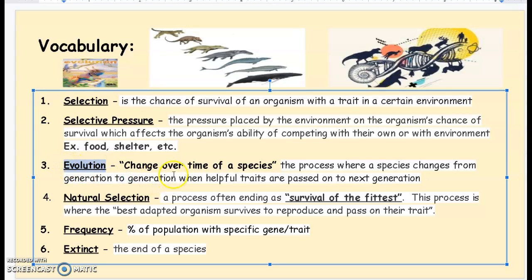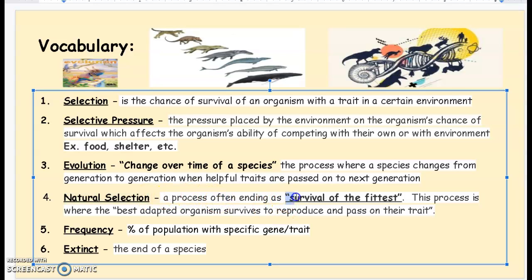Evolution. A way to think about it is change over time of a species. So over time, species will change through generations, and this is based off of traits. As traits are passed on from generation to generation, this will change a species. Now, natural selection is the process that controls evolution.